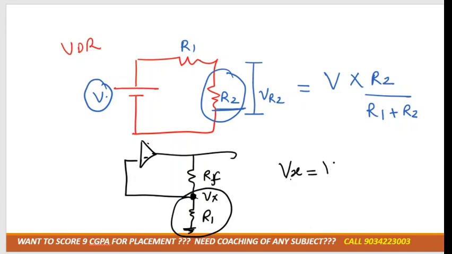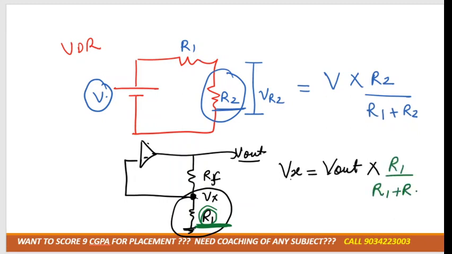How much is the total voltage? Total voltage is V out. V out is multiplied by the resistance in which we have to calculate voltage, tell me. In which resistance do we need to calculate voltage? We have to calculate voltage for R1. That is R1 divided by the sum of resistors R1 plus RF. Okay, got it?